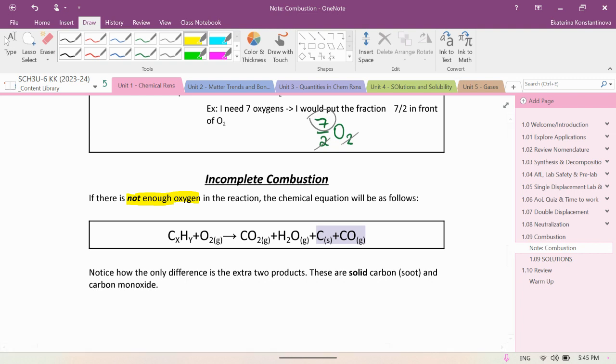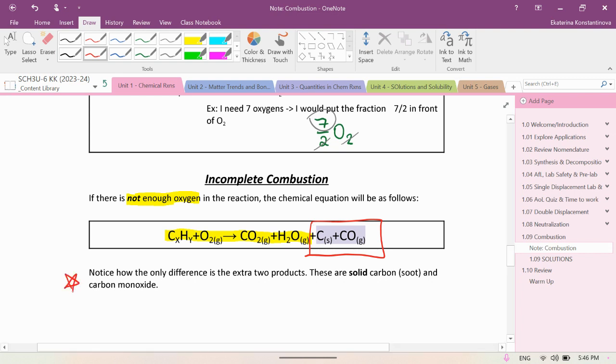For incomplete combustion, it is the same products as complete combustion. So you'll react it with oxygen to produce carbon dioxide and water. But what is different is you will also have 2 other products of carbon, solid. Okay, solid carbon is known as soot. And you will also have carbon monoxide gas.